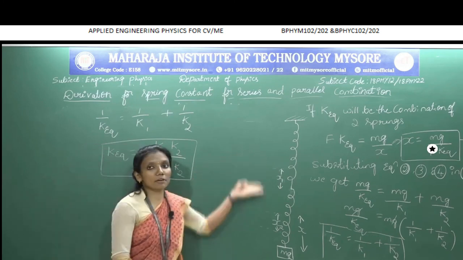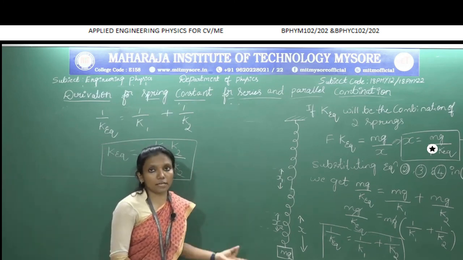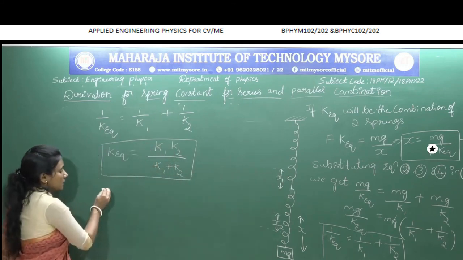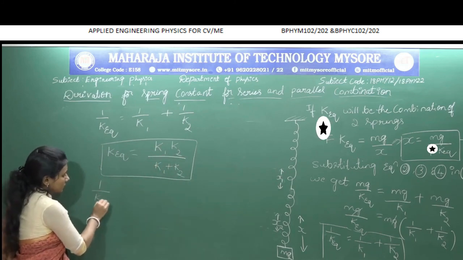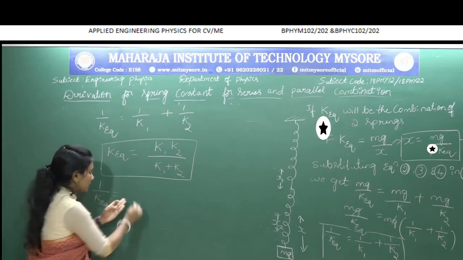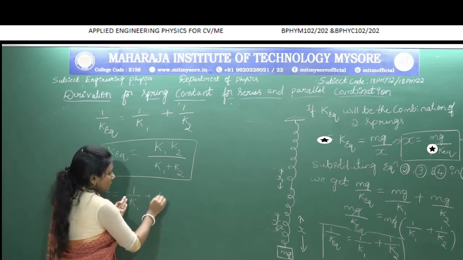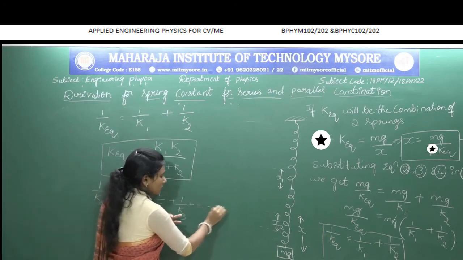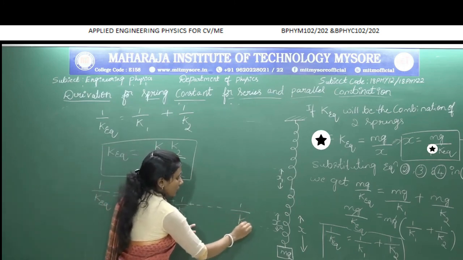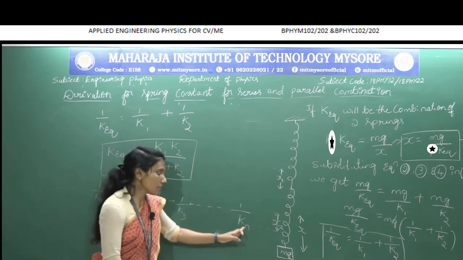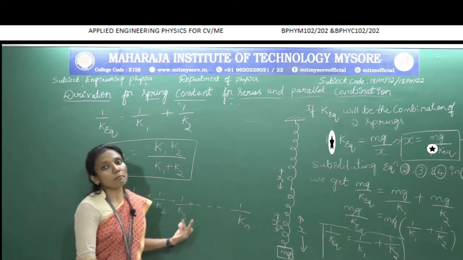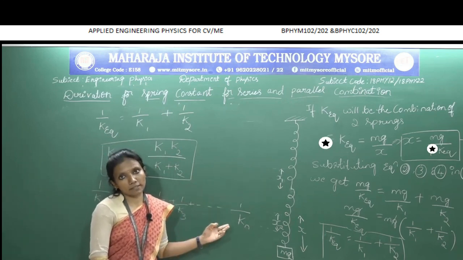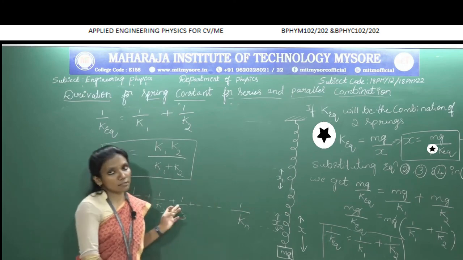Suppose the number of springs connected end to end is more than 2, then we represent it as 1 by K equivalent is equal to 1 by K1 plus 1 by K2 plus 1 by K3, and so on, up to 1 by Kn for n number of springs. So when n number of springs are connected, they can be regarded as a single spring. Then what is the general formula?